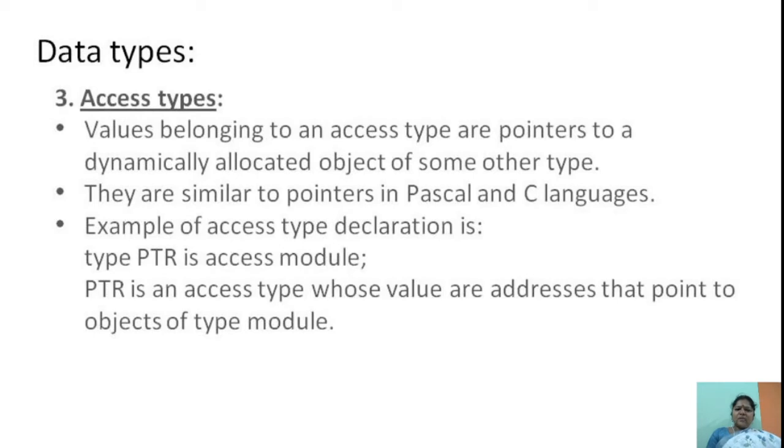So next one is the access type. Before going to the access type, let us recall that in data types we have four types, that is scalar type, composite type, then access type and then the file type. Scalar types and composite types were discussed in the previous class. So access type. What is an access type?